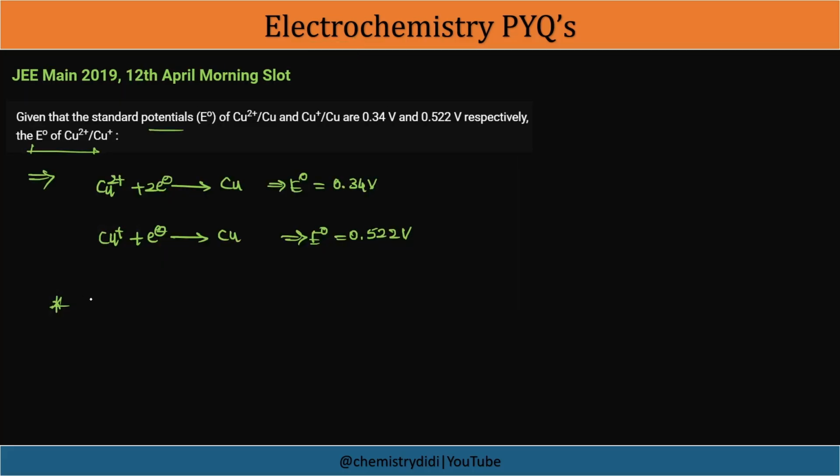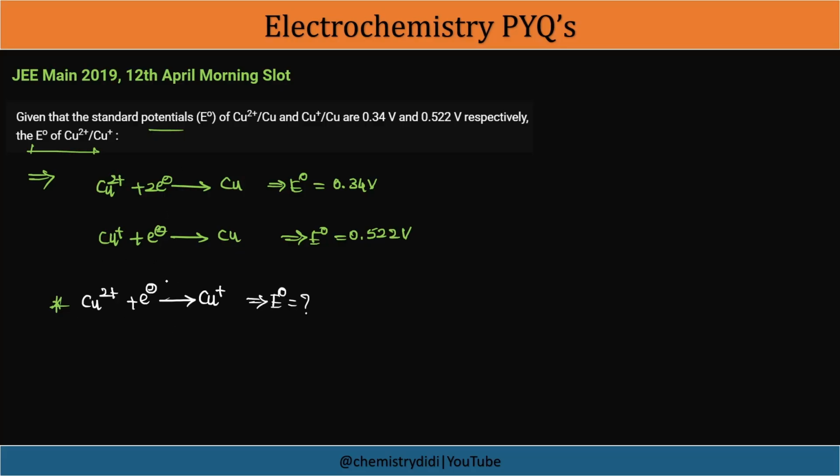So here we need to find E naught for this reaction: by capturing one electron, Cu2+ is getting converted to Cu+. So we need to find E naught for this. How to get this particular equation? Can we do something about it? From these two equations, can I get this equation?